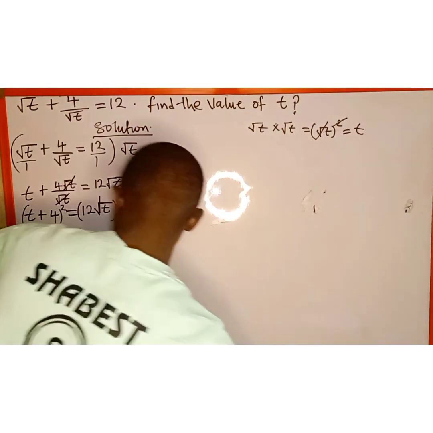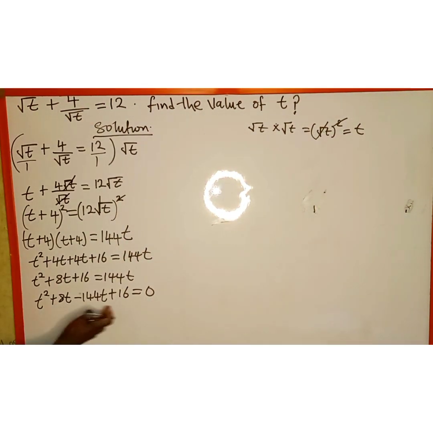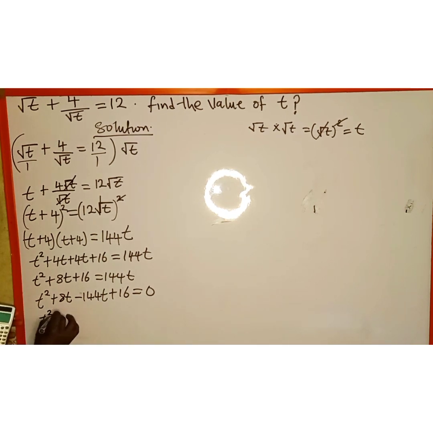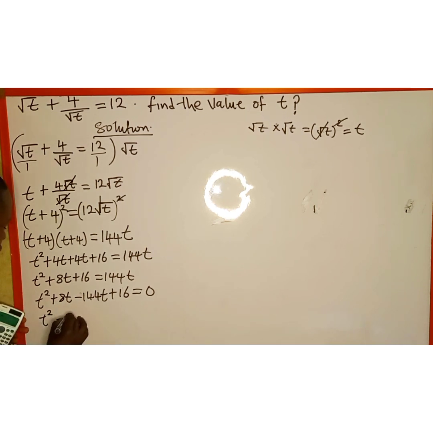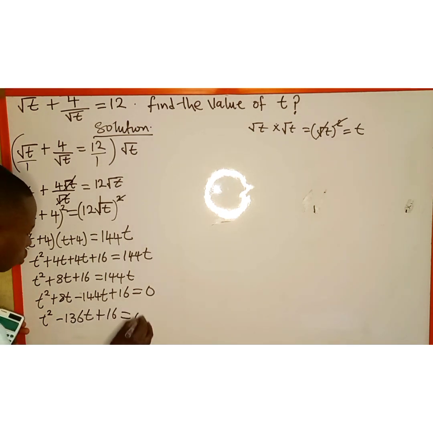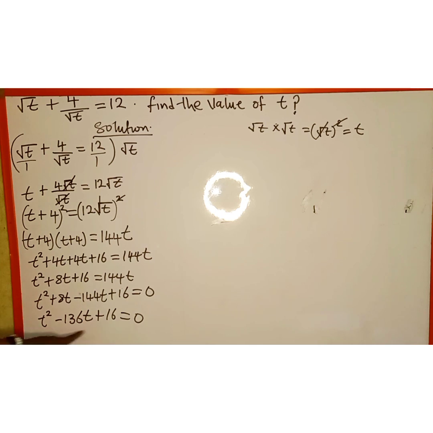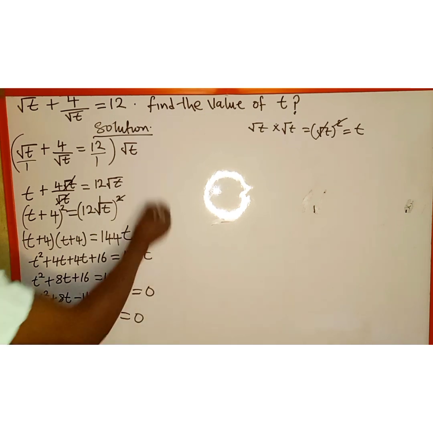So the next thing for us to do, we are still going to combine these like terms here, because they are alike. So we are going to have t squared, positive 8t, then minus 144t, it will give me negative 136t, then plus 16 is equal to 0. So we arrive at a trinomial, and if you look at this expression here, it is a quadratic equation. We have different methods of solving a quadratic equation. So we are going to use the formula method to solve this quadratic equation.